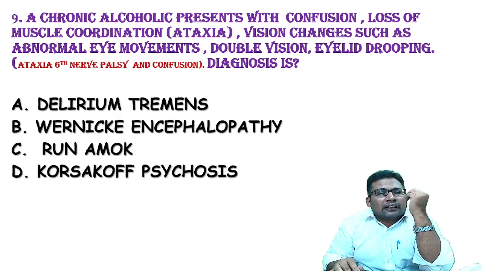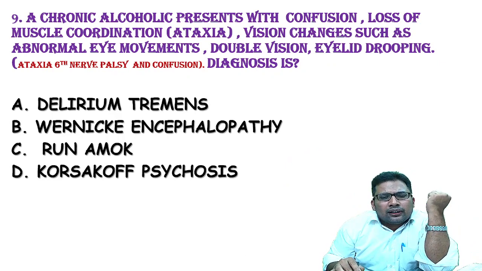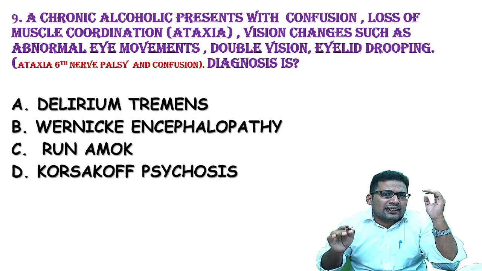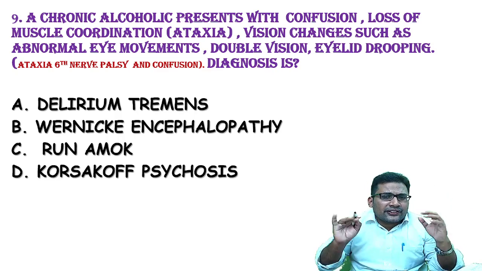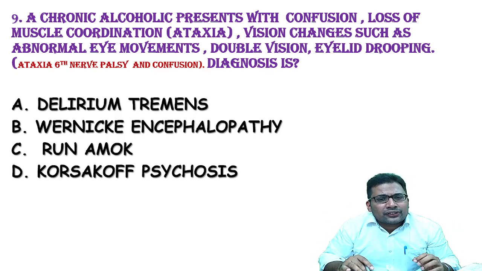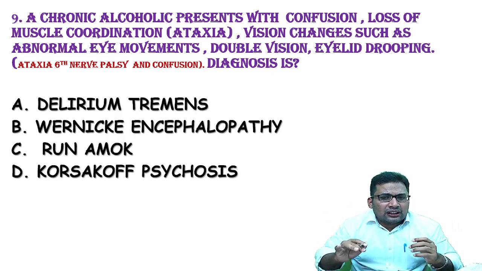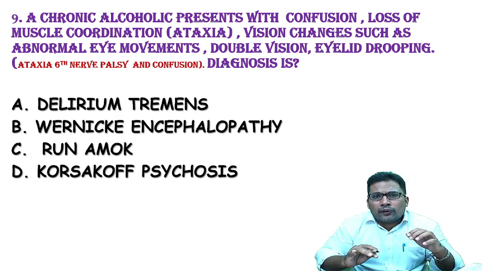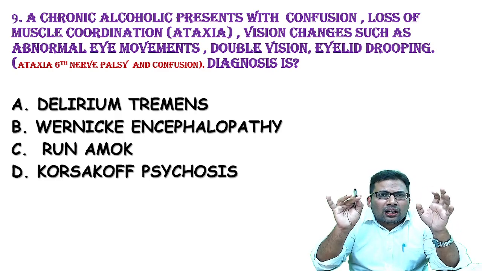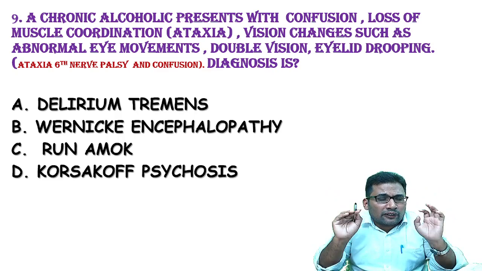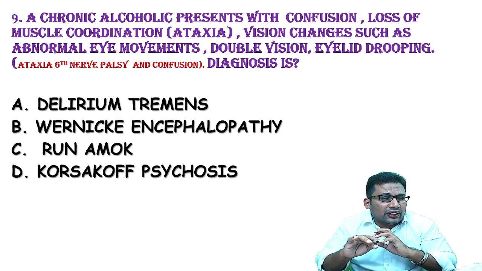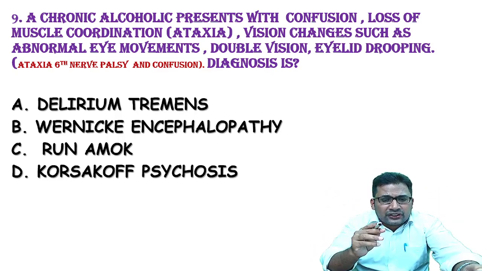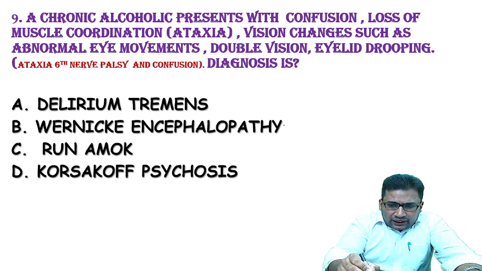Then question number 9. A chronic alcoholic presents with confusion, loss of muscle coordination. So there is ataxia. There are vision changes known as nystagmus, double vision, eyelid drooping, sixth nerve palsy. So all this goes in favor of the mnemonic known as GOA: global confusion, ophthalmoplegia, ataxia. So what is the best answer? The best answer is Wernicke encephalopathy.